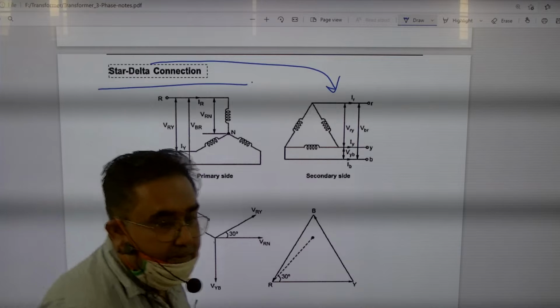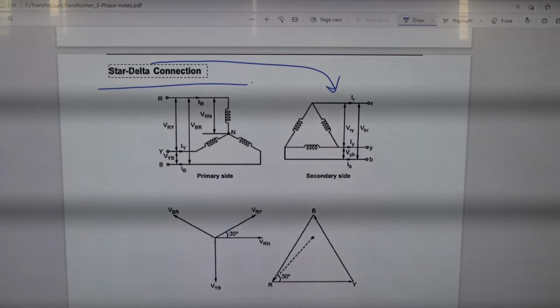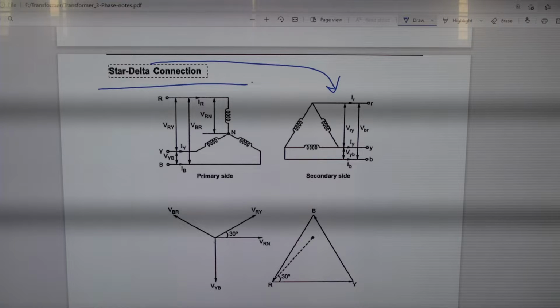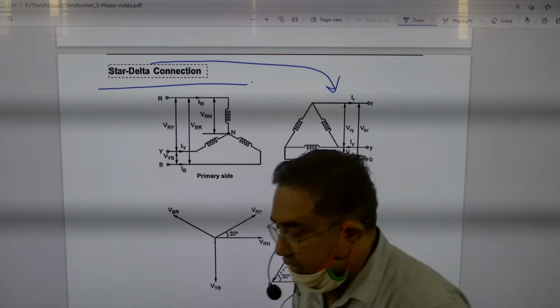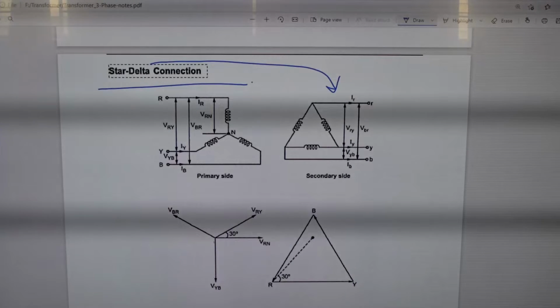What will happen? So such type of transformer cannot be connected. Before giving the conclusion, what is the phase shift between the line voltage of primary and secondary in case of star-star connection? 0 degree. What is the phase shift between the line voltage of primary and secondary in case of delta-delta connection?